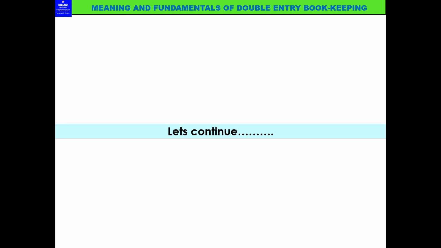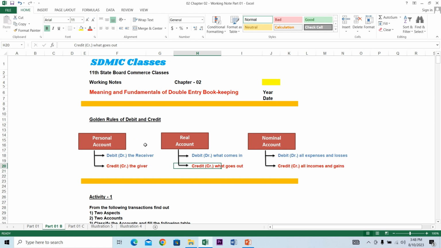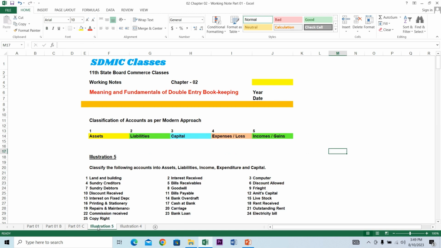Okay, so let's start. I have explained classification of accounts under modern approach. This flowchart you may be remembering, and if you don't understand, please refer to my previous classes. And then the golden rules of debits and credits, the personal account, real account and nominal account, and how the debit and credit rules are given. And then after that I explained to you the modern approach of classification of accounts.